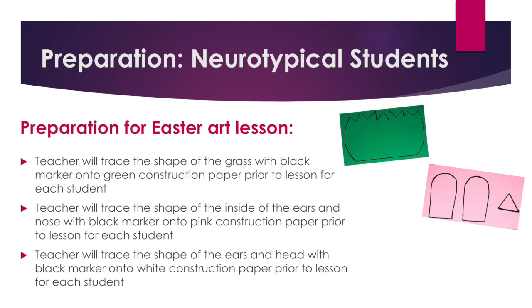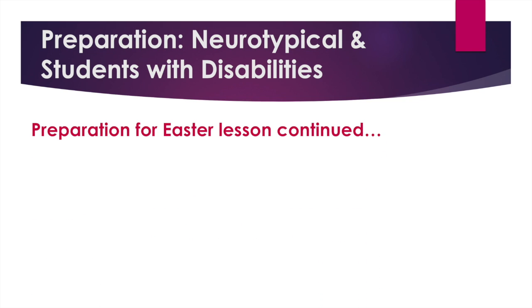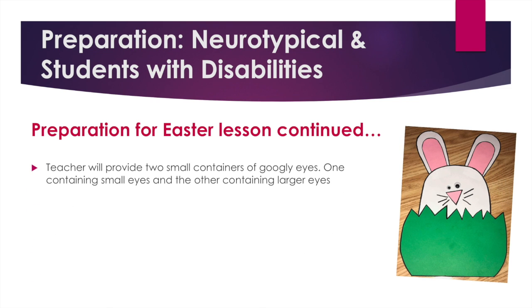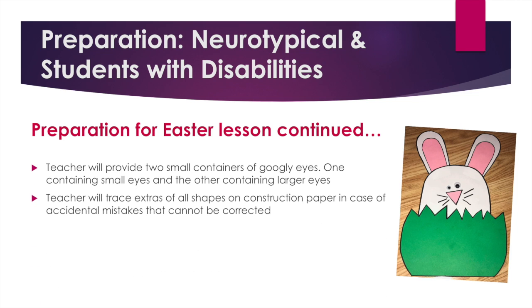Teacher will trace the shape of the ears and the head with black marker onto white construction paper prior to the lesson for each student. You can see it there on the right. So preparation for neurotypical students and students with disabilities. So teacher will provide 2 small containers of googly eyes, 1 containing small eyes and the other containing larger. Teacher will trace extras of all shapes on construction paper in case of accidental mistakes that cannot be corrected. Teacher will place all supplies on the table in front of the classroom.